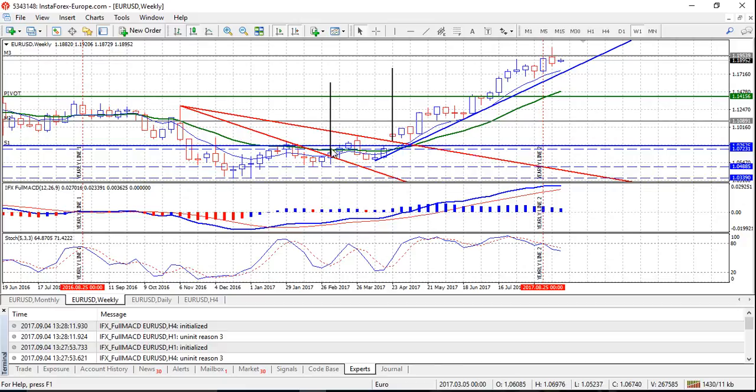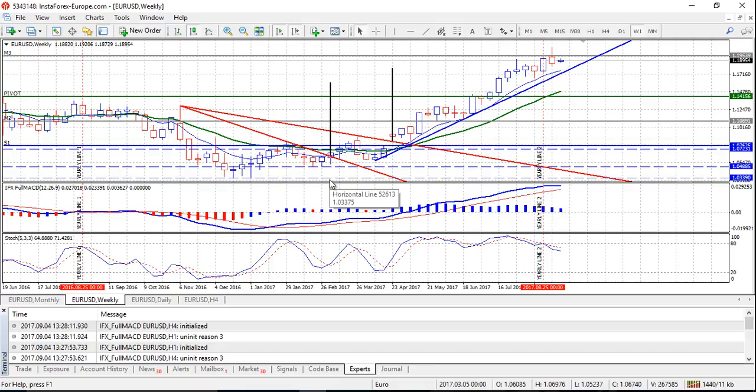So this line is the price projection. It's also a double price projection of how far this currency is going to travel up north. This is how far it will go at the time of this reversal here.